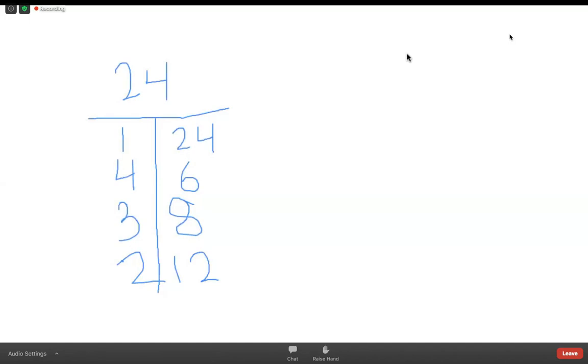Let's look at 18. Let's do the factors of 18. Okay, so again, let's start out. So we know that 1 times 18 is 18, so those are factors. So what are some other factors of 18?